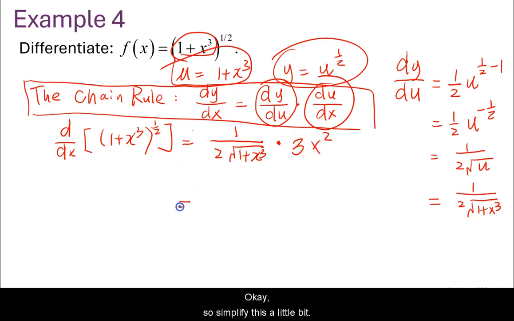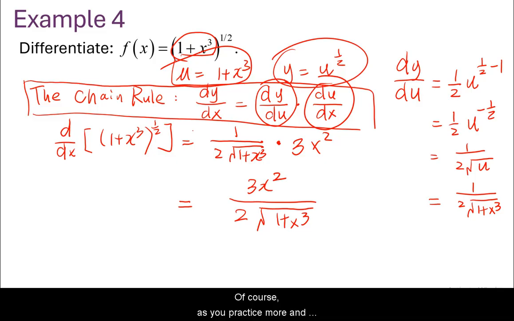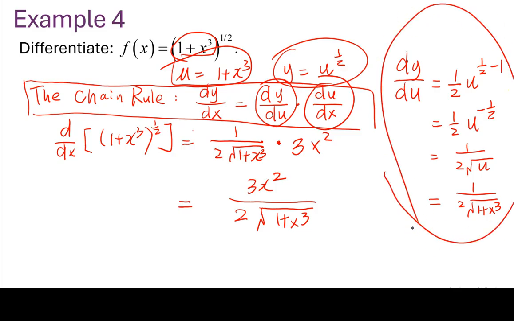Okay, so simplify this a little bit. Move the 3x squared to the top. That is equal to this expression. Of course, as you practice more and more, you don't have to write down this part. You can just have the concept of u in your mind without writing down u.